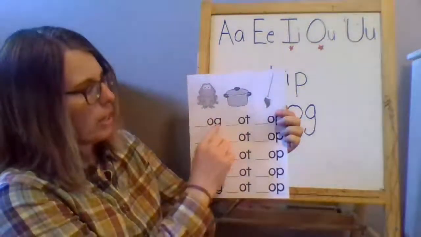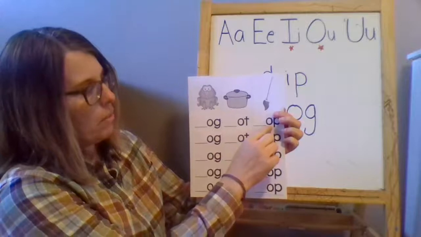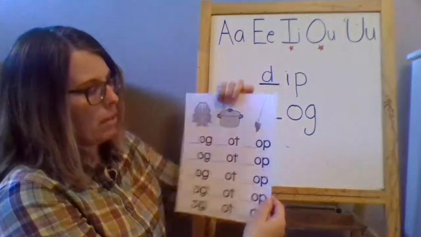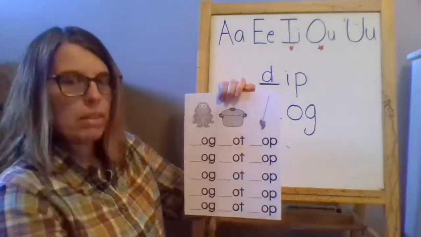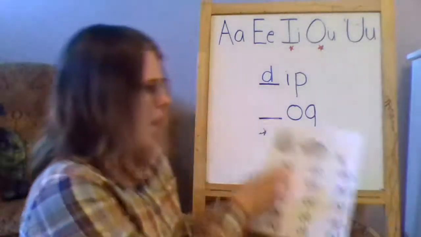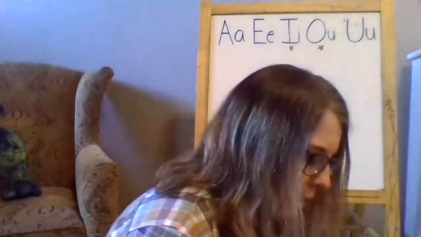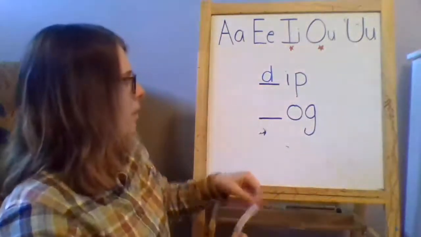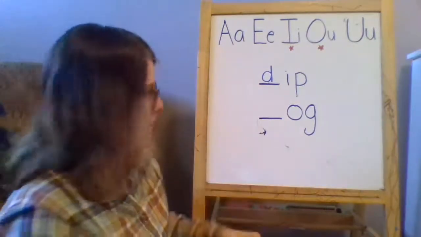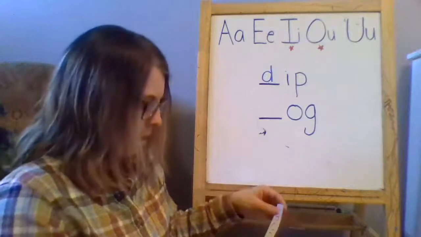There's og, ot, and how would you read this one? O-P together? How would you read that? Up. Okay, so og, ot, up. Now get out your letters. I'm going to start with the og here. I'll use my other sheet this time. Let's see what we can come up with.